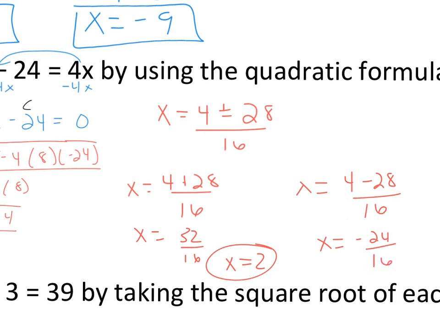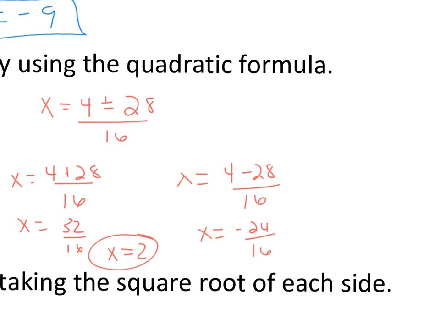Now, if you want to go ahead and just reduce your fraction, you can do that and get x equals negative 3/2. And then if you want to put it as a decimal, you could also say negative 1.5. I don't care which one of those you do.